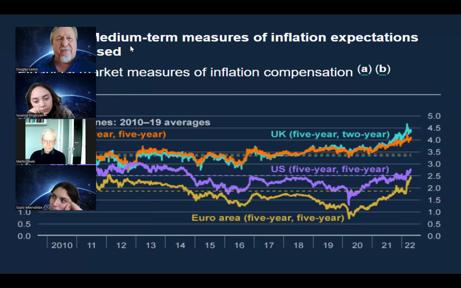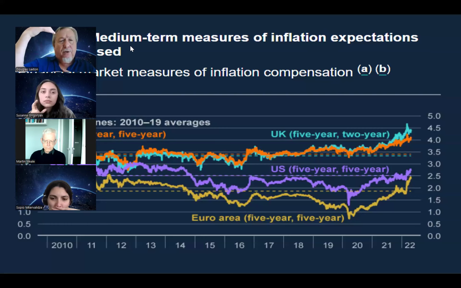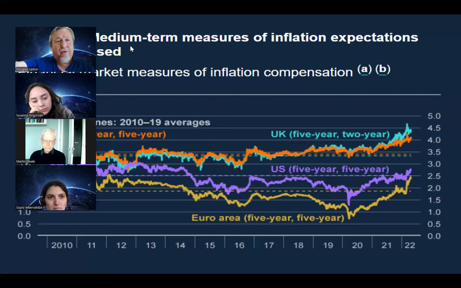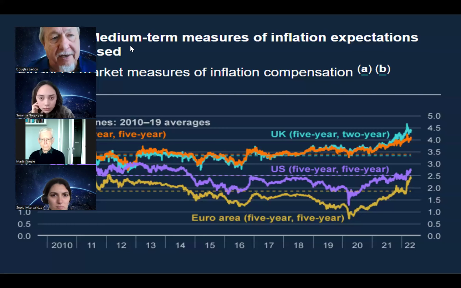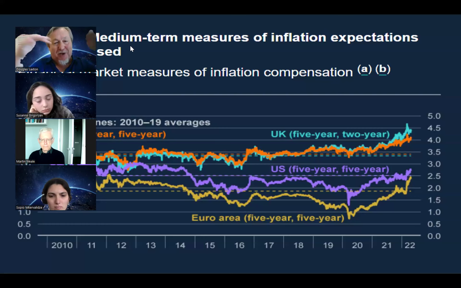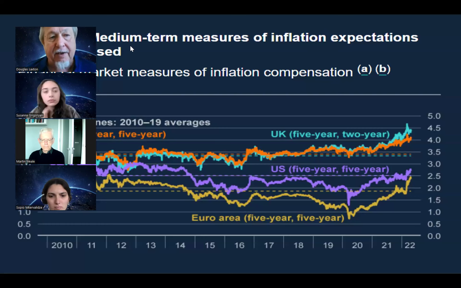So what that means, the 5-year, 5-year would be starting in 5 years. What do you think inflation is going to be over the next 5 years? The 5-2 would be after 5 years. What do you think it's going to be over the next 2 years? So this is conceptually what you'd like inflation to be anchored to, your target. And as you can see, it is much, much higher than the target.